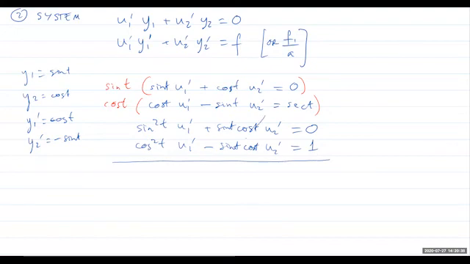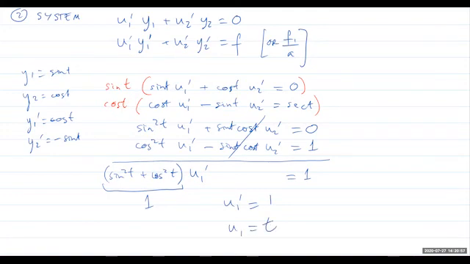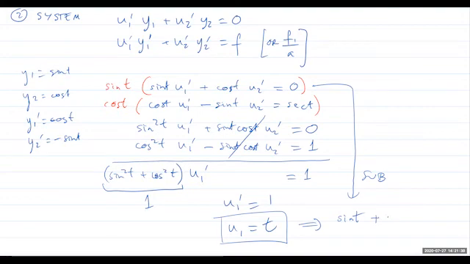Adding side by side, these cancel. 0 plus 1 equals 1. Over here, I factor out the u1 prime, sine squared plus cosine squared. That's convenient because that equals 1. u1 prime equals 1, and that means u1 is equal to t. I have my u1. I'm going to substitute it into this one. It has a 0 on one side, so it's easier. u1 prime is 1, so I have sine t times 1 plus cosine t times u2 prime is equal to 0. That means u2 prime is equal to negative sine t over cosine t.